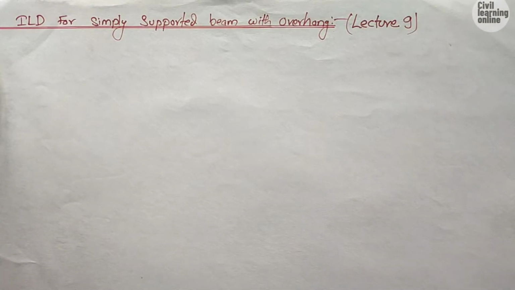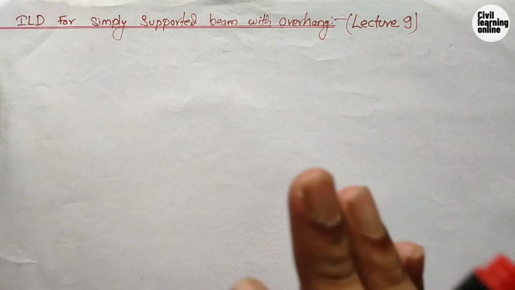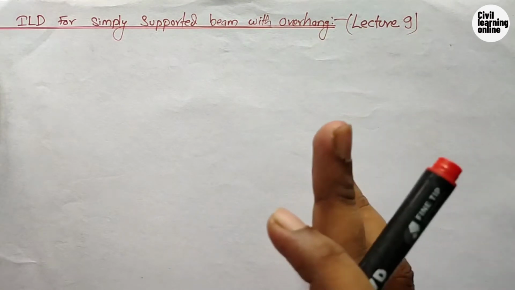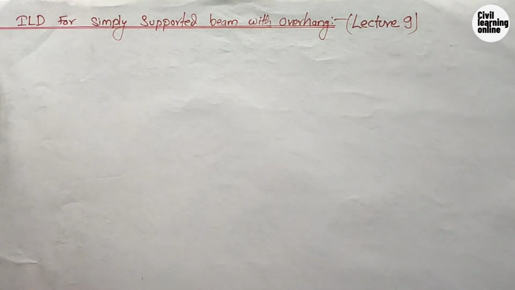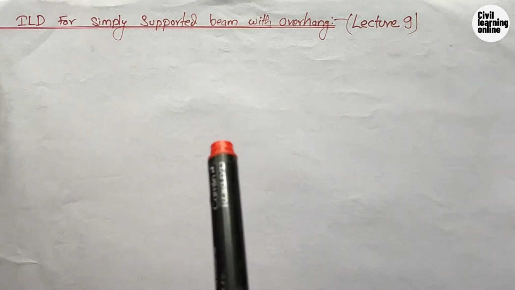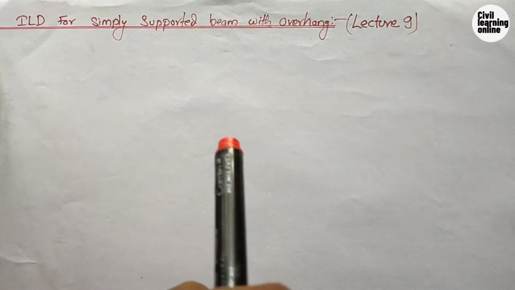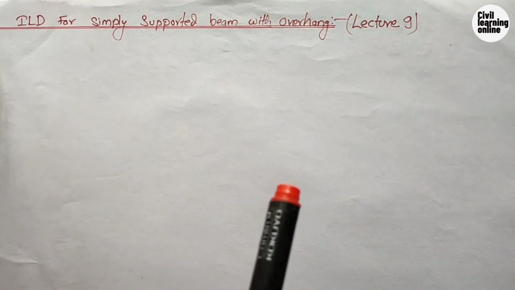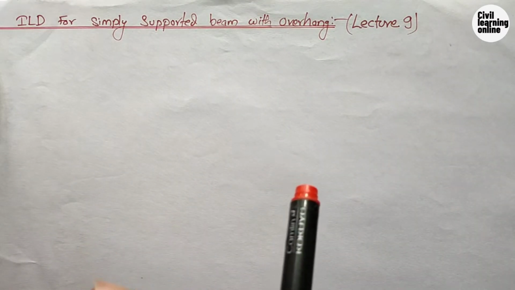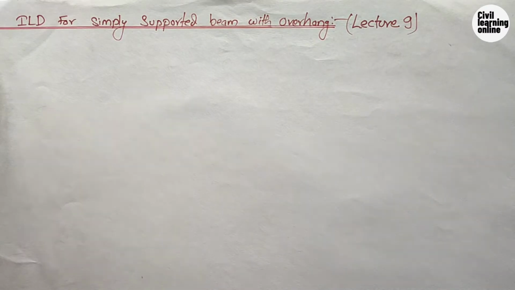So guys, I would like to tell you one thing: the concept for drawing the influence line diagram for the simply supported beam with overhang is very simple. For that, let me first draw the overhanging beam, and we will discuss how to draw the influence line diagram for the shear force of that overhanging beam, and we will see some examples for the point load as well as UDL in this lecture.